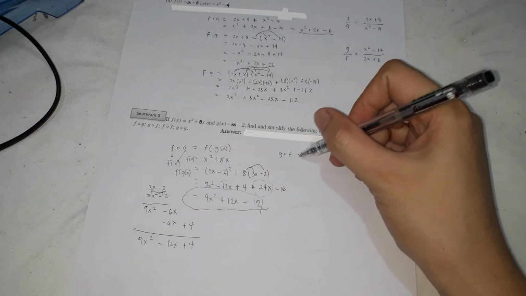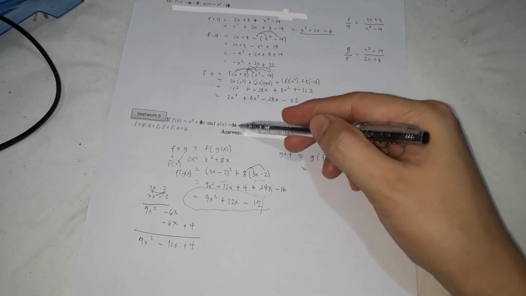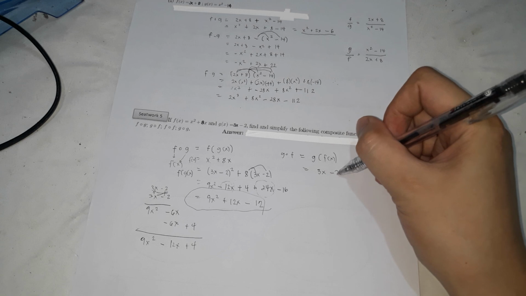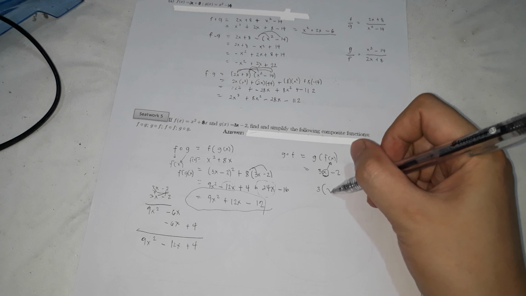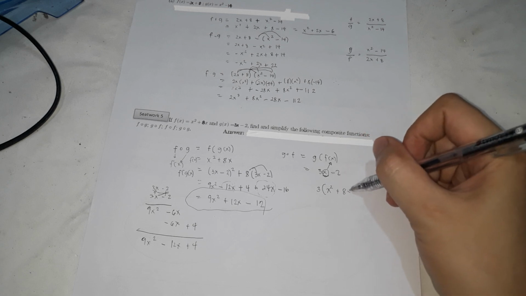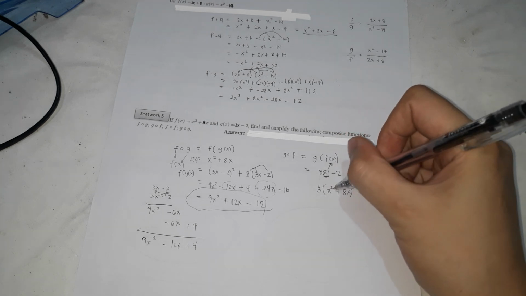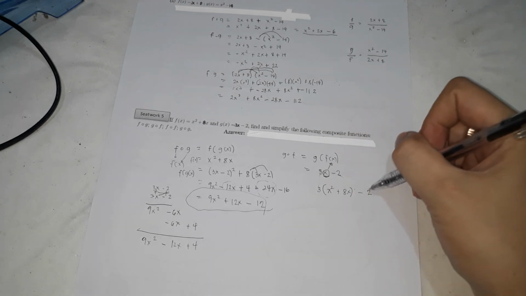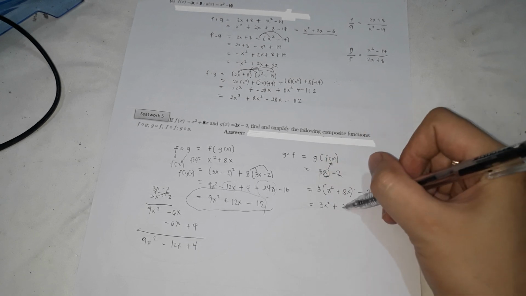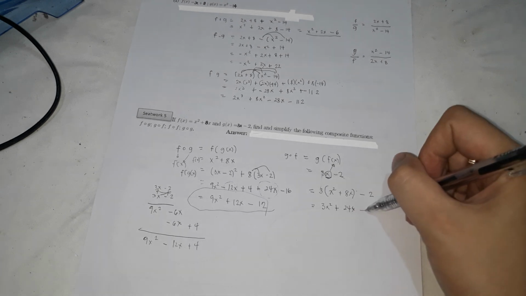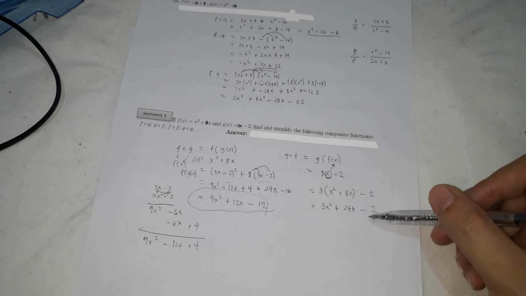Here it becomes g of f of x. So g is 3x minus 2, and x here becomes f of x. So 3 times x squared plus 8x, minus 2. Substitute: it will become 3x squared plus 24x minus 2. Can you cancel anything? None. So this is now the answer.